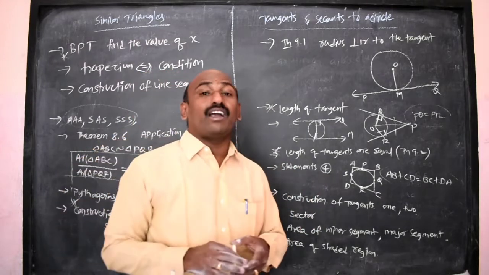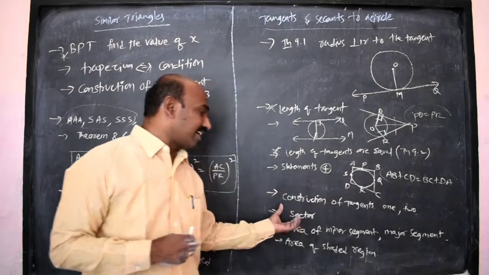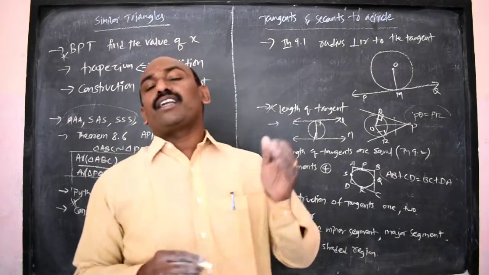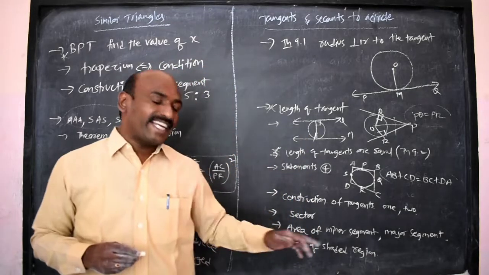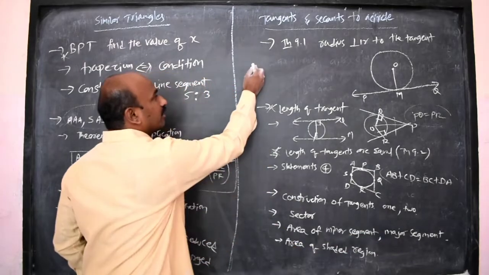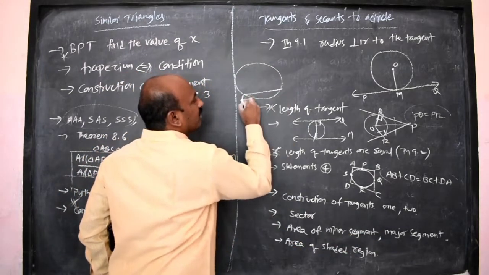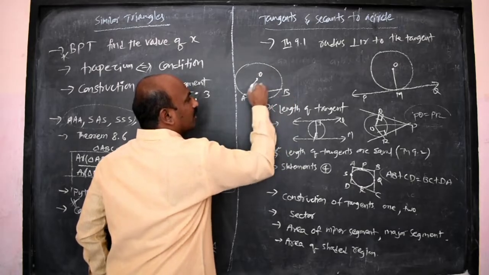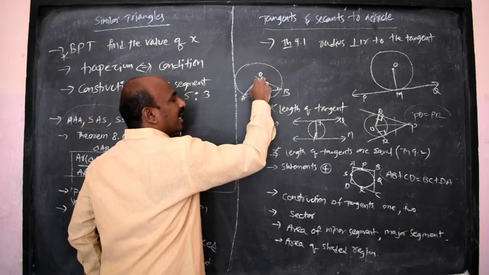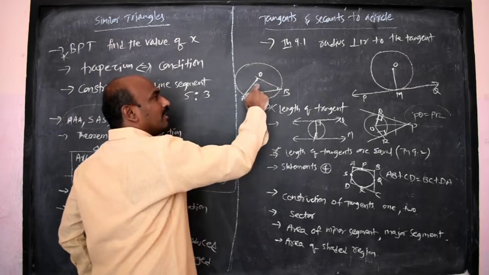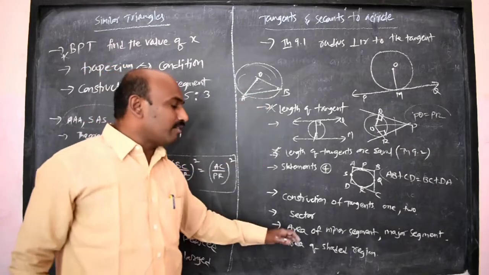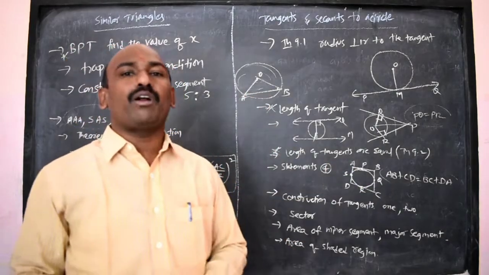And sector, we have already studied in the lower classes. Sector definition we can apply. Sector is nothing but a region enclosed between 2 radii and an arc. And area of minor segment, area of major segment. If you go with the area of minor segment and major segment using the sector concept, first of all we will find the sector area, and after that subtracting the triangle area, we will get the minor segment. Then the remaining part is the major segment. We can get the areas, and the area of the shaded region is also an important part.